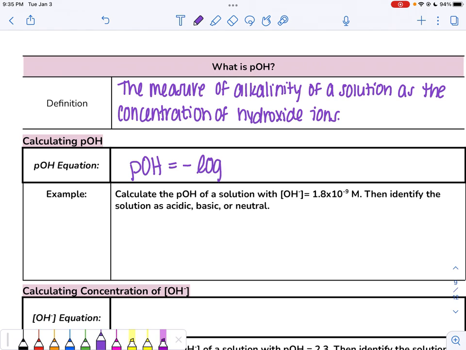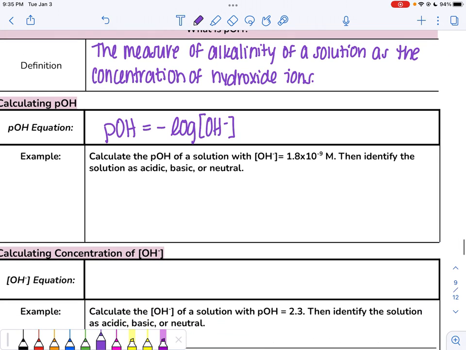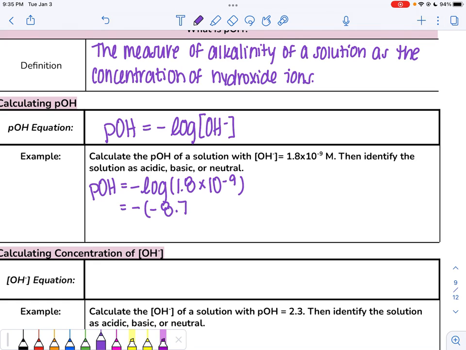So, the pOH equation we defined in the last video as pOH is equal to negative log of concentration of OH minus. So again, these ones are pretty plug and chug. If I want to calculate the pOH of a solution and I give you concentration of hydroxide, just got to plug it in. pOH is equal to negative logarithm of the value 1.8 times 10 to the negative 9th. Plug this in your calculator, you end up with negative 8.7, which means you end up with a pOH of 8.7.